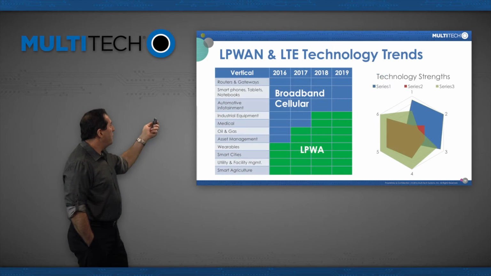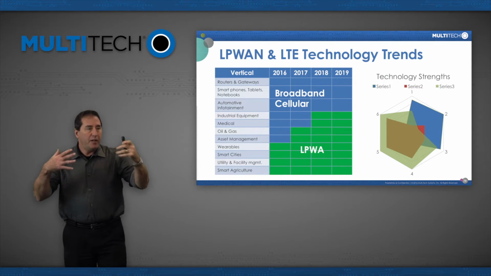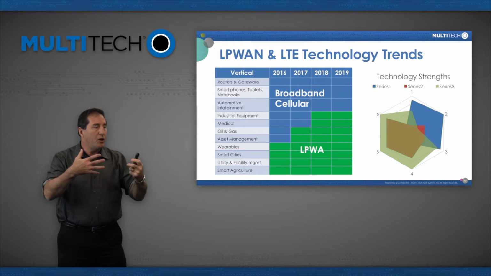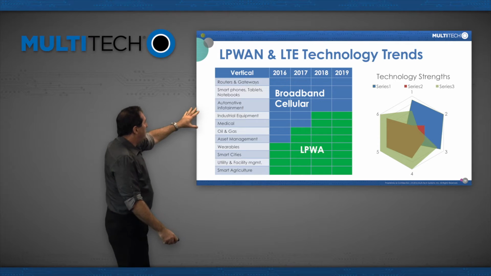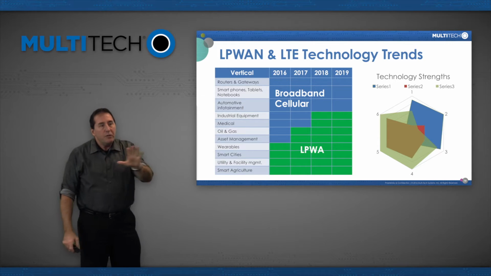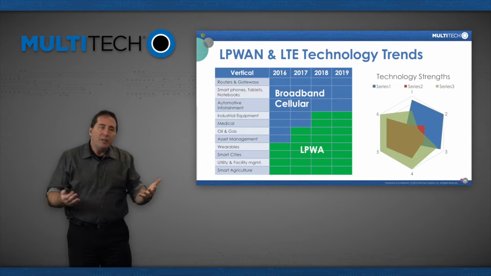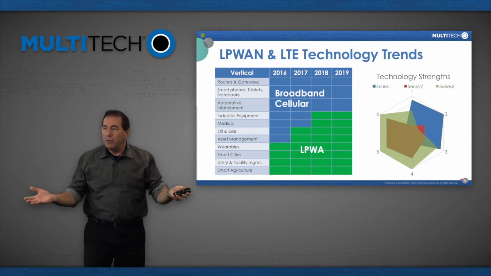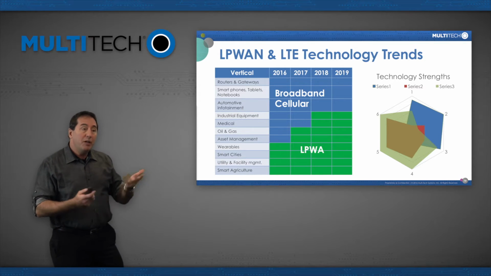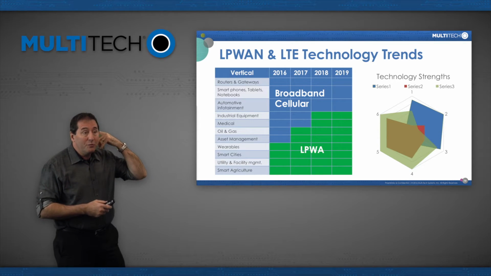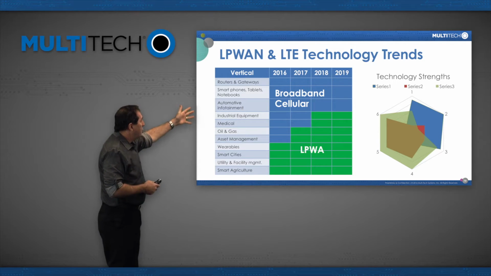So how do LPWAN and specifically LTE or cellular technologies interact, right? Because these are overlapping markets. And what you found is broadband cellular, for a number of years now, has enjoyed kind of a monopoly because they were really the only ubiquitous network that you could connect to easily and send data through. I mean, LPWAN is fairly new. And so cellular dominated most of these vertical markets for a while.